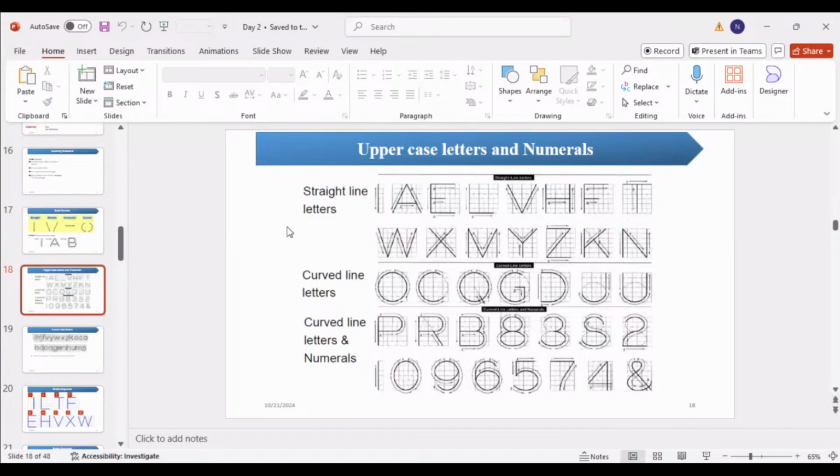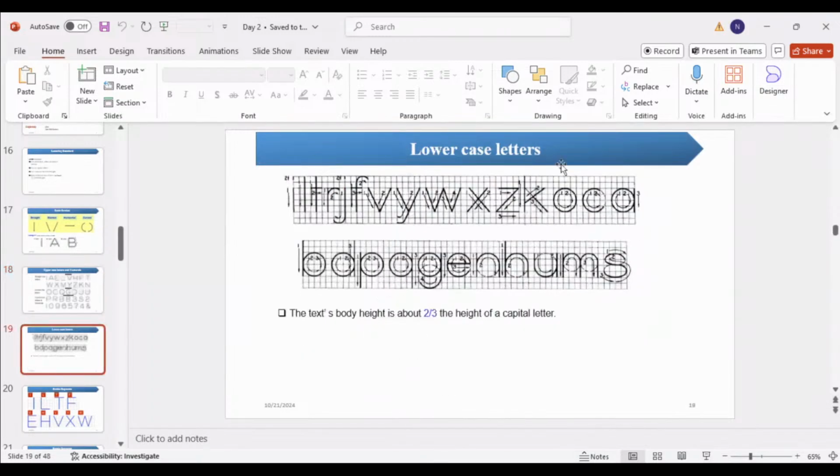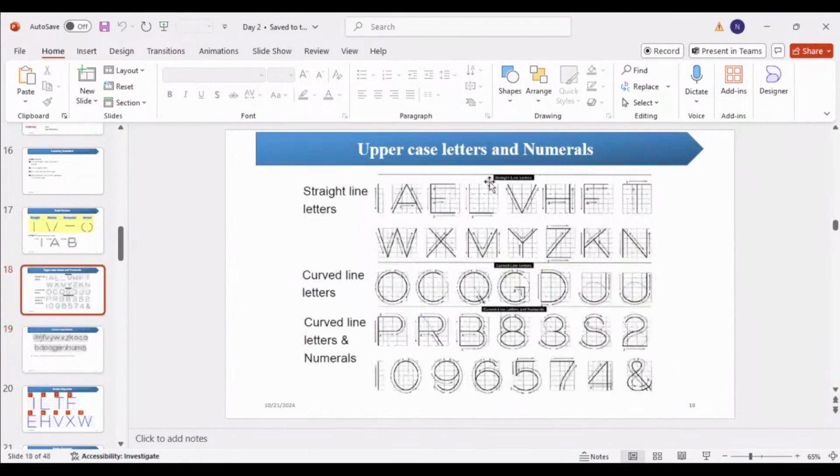So here you can see that straight line letters are there. Okay. The letters that can be drawn with straight lines. And also the letters written using curved lines, and then the numbers are there, right? So these are big complex ones. And then the lowercase letters are also there, right? So you can see that there is a scale, right?